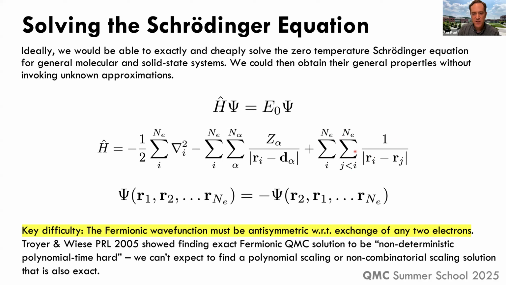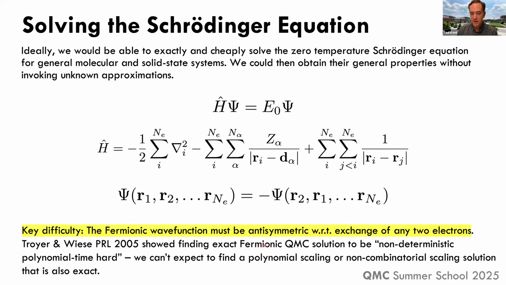And that's not the only part that makes this difficult, of course. To ensure that we have a fermionic solution of this equation, so to properly represent electrons, there's the very important antisymmetry condition. So if we write the many-body wave function, which is of course a function of all N electron positions, if we interchange any two electron positions, then the wave function must change sign. And this combination of properties is what makes the Schrodinger equation hard to solve.